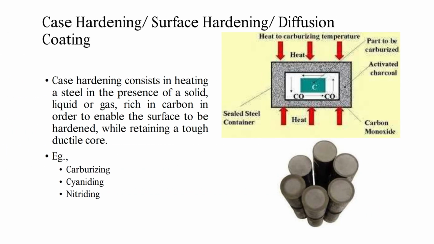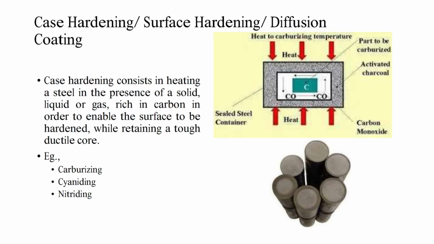Let's discuss one last category: case hardening, also known as surface hardening or diffusion coating. Case hardening consists of heating a steel in the presence of a solid, liquid, or gas rich in carbon. This enables the surface to be hardened while retaining a tough, ductile core. Examples include carburizing, cyaniding, and nitriding. The diagram shows a simple setup for pack carburizing. A part to be carburized is placed in a sealed steel container with activated charcoal. When heated, the charcoal produces carbon monoxide, which releases carbon atoms to diffuse into the surface of the steel part.